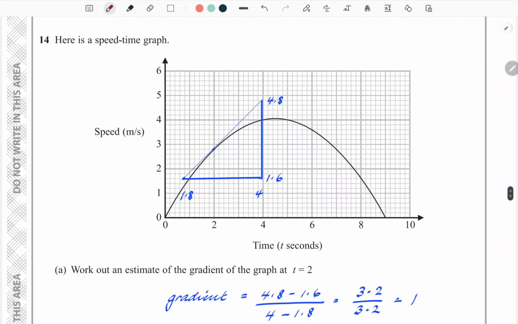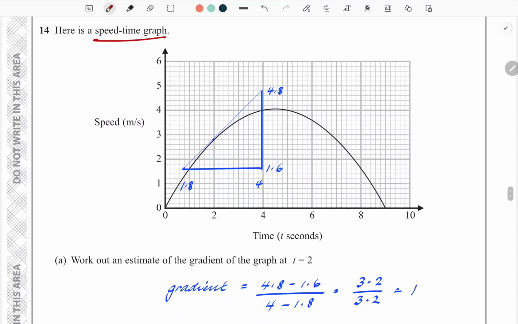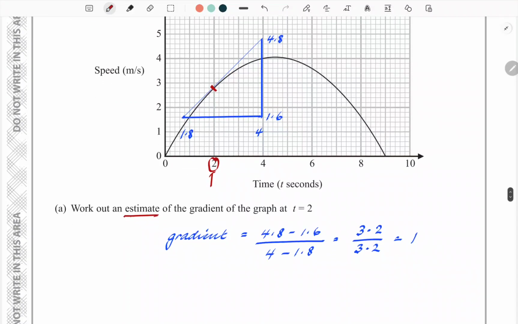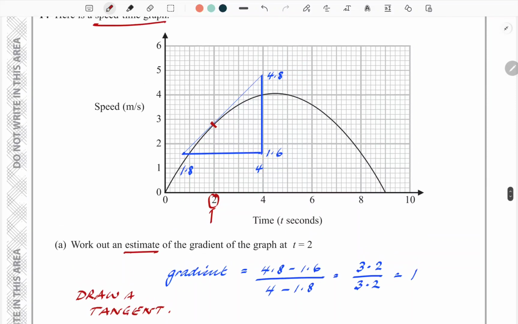Okay, number 14. Speed time graph, okay? And it says work out an estimate of the gradient of the graph at t = 2. So at that point there, and it's effectively there, all right? The way to work out estimates of a gradient on a graph, all right, is to draw a tangent. And sitting in an exam, you've got to just do it by eye, put your ruler on there and try and estimate where it actually seems, fairly reasonable.